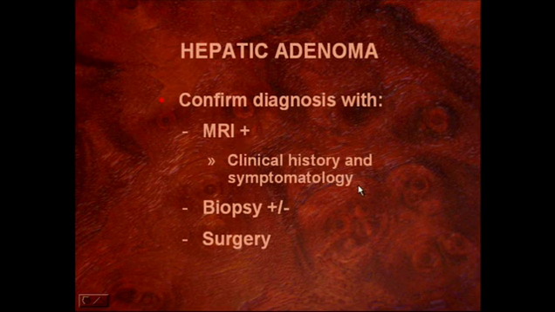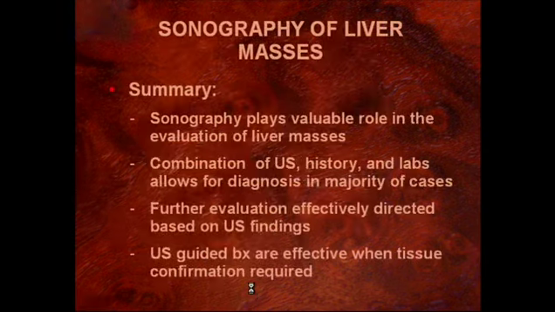Clinical history and symptomatology combined with a suspicious ultrasound appearance and a typical MRI appearance is generally all that we do to make the diagnosis. But sometimes a biopsy will be necessary, and as is the case with focal nodular hyperplasia, it's not an easy diagnosis to make, and sometimes it's difficult to distinguish an adenoma from a well-differentiated hepatocellular carcinoma. When an adenoma has been diagnosed, they generally will ultimately get surgery because of the potential risk of bleeding.